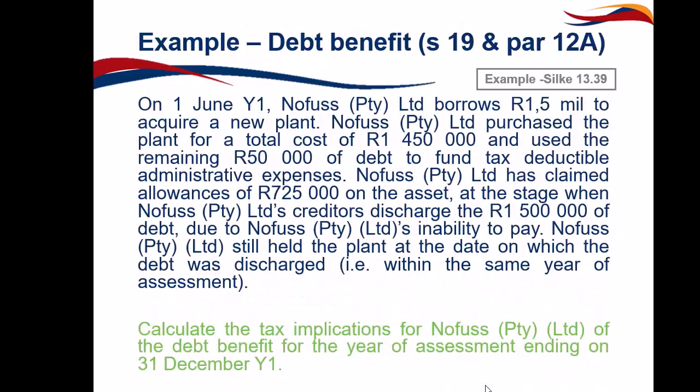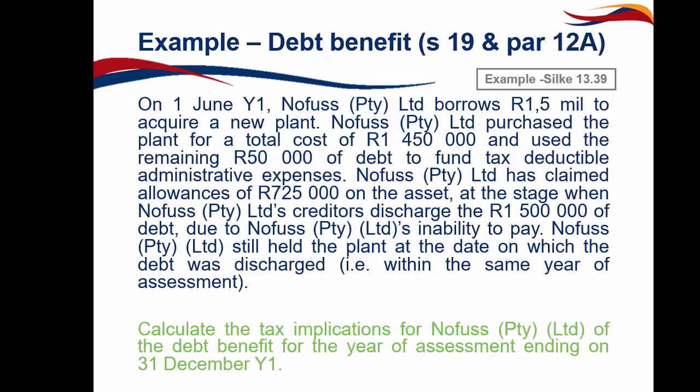Okay, one last example. Oh, and the required is different, so I'm going to go through it. It says calculate the tax implications for No Fuss Pty Limited, the debt benefit for the year of assessment ending 31 December of the current year of assessment. Okay, right there in the required, we can see that there is a debt benefit. So when we're reading the question, we just need to go through the same process again.